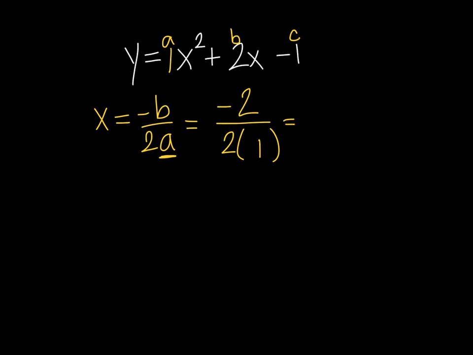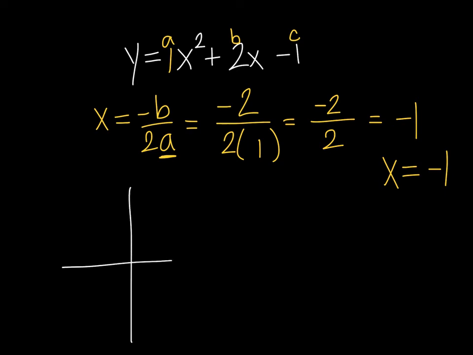So then I do my math. On top I have negative 2. On bottom I have 2 times 1 is 2. Negative 2 divided by positive 2 is negative 1. So my axis of symmetry is x equals negative 1. So if I was going to draw this parabola out, I would have my xy axis. I have x equals negative 1, and so I'd put a dotted line here at negative 1. Okay, that's going to be the center of the parabola. That's where the parabola is going to be centered.